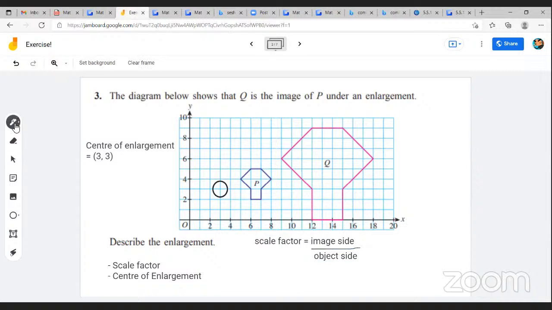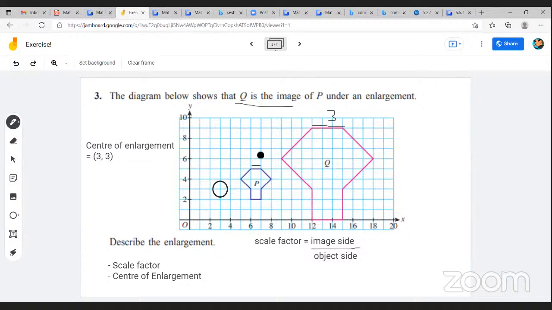So we take the image, that is Q. From the statement we know that Q is the image of P. So Q is the image, P is the object. Let's take any side, let's say this side, for example. This side over here is 3 units. And this side is congruent to this side, because you can see that they're the same thing, basically. So this side is 1 unit.